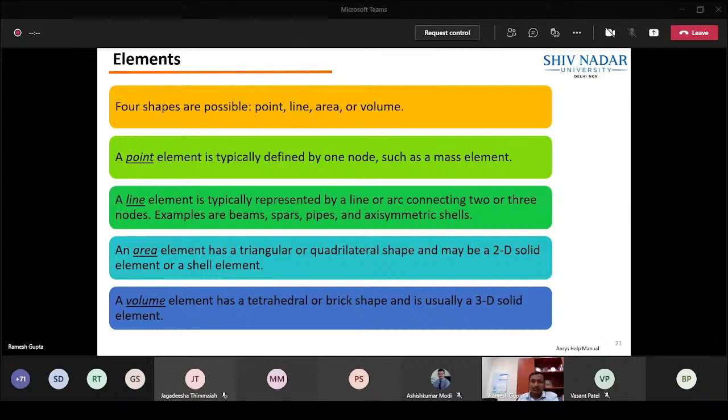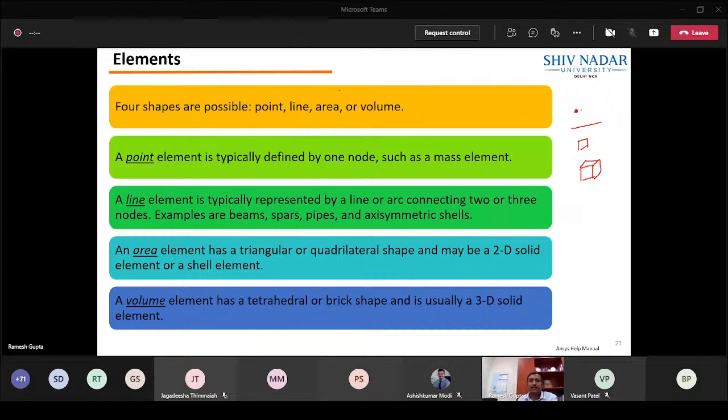There are four types, four shapes we can think of. One is the point, then the line, an area, or the volume. Depending on the geometric dimensions, you can have these four varieties of elements.